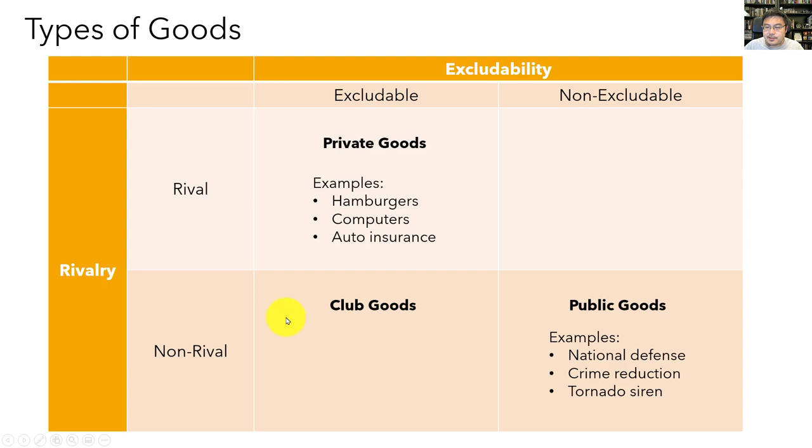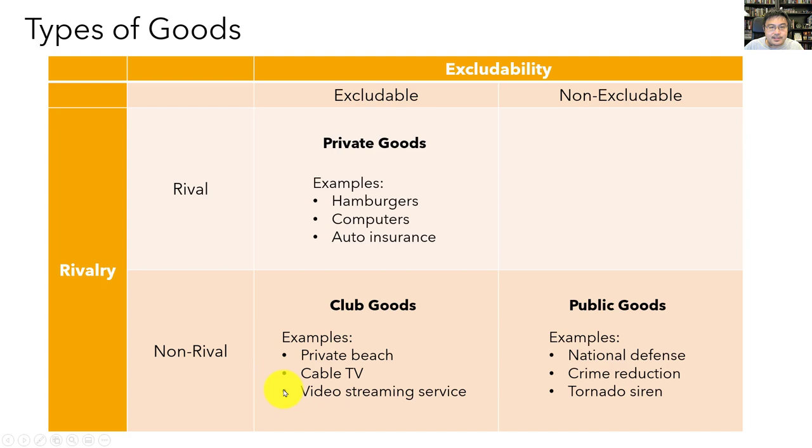Here are some examples of club goods. A private beach is an example of a club good, right? It's excludable because if the beach is small enough, then the owner can easily prevent people from accessing it, maybe by closing off entry points or by hiring a patrol. So it's excludable. But multiple people can enjoy the beach simultaneously without diminishing each other's enjoyment, and so to an extent, it's also non-rival. Other club goods include cable TV and video streaming services like Netflix.